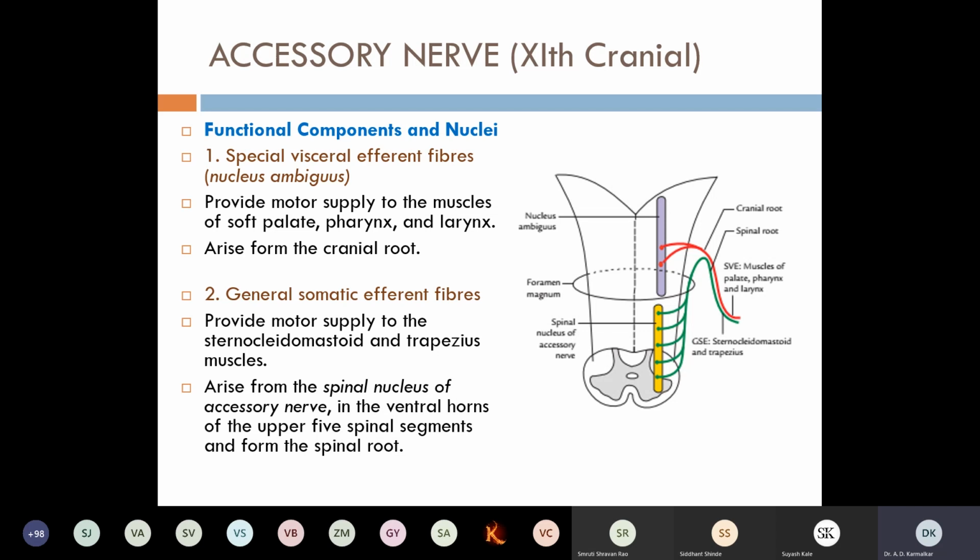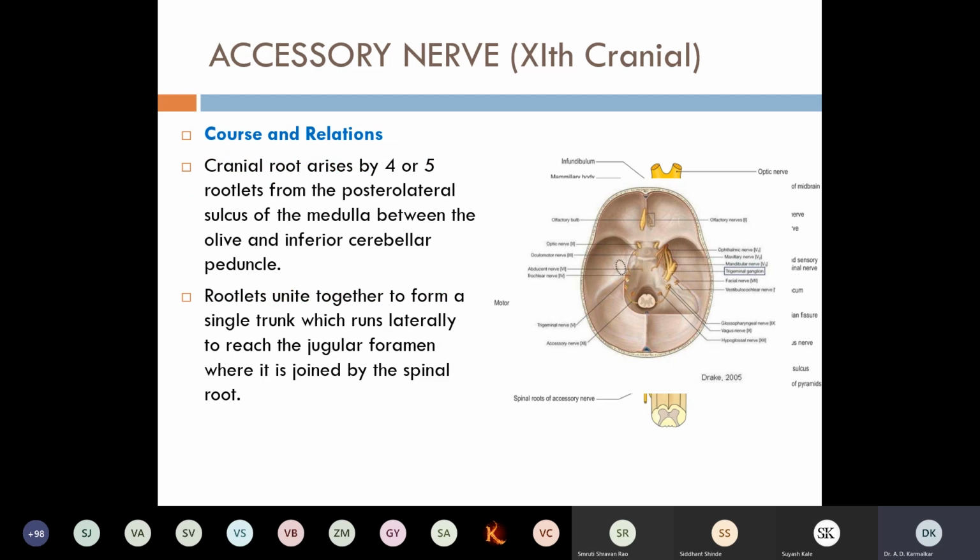As I said, the spinal root arises from the spinal nucleus of the accessory nerve in the ventral horn of the upper five cervical spinal segments. That will give rise to the spinal root of the accessory nerve, that is the 11th cranial nerve.